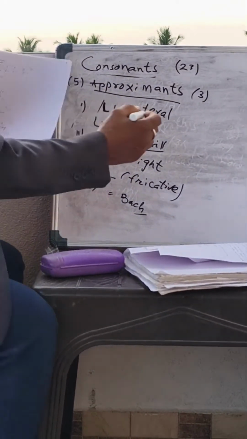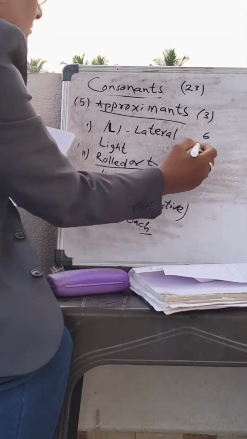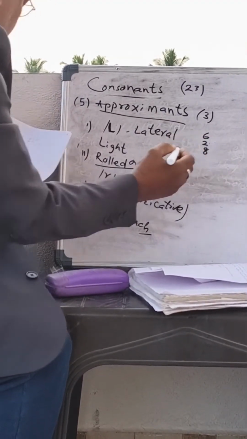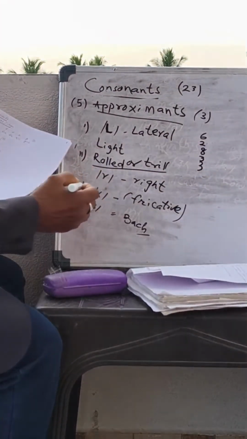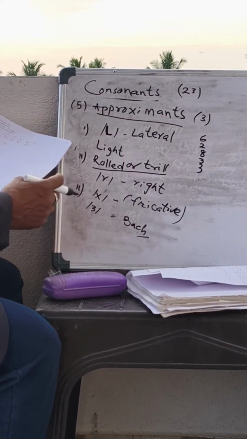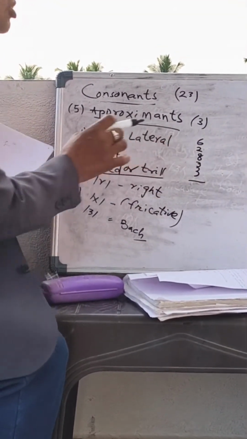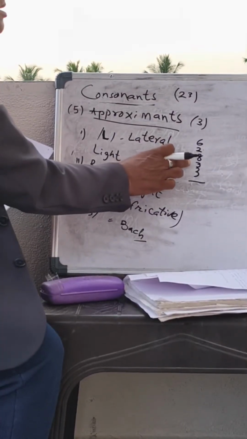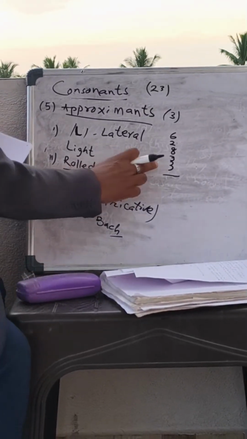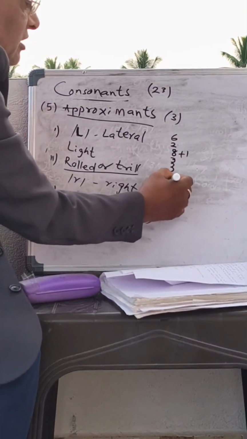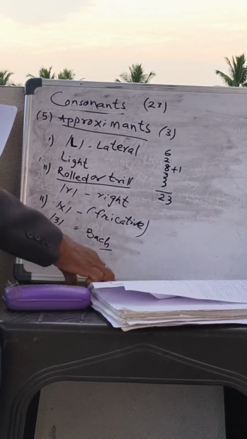Now we will count it. 6, 2, 8, 3, 3. 6 plus 2, 8, plus 8, 16, plus 3, 19, plus 3, 22, plus 1, 23. Now, these are the 23 consonant phonemes.